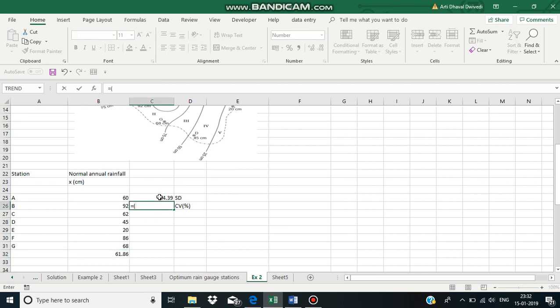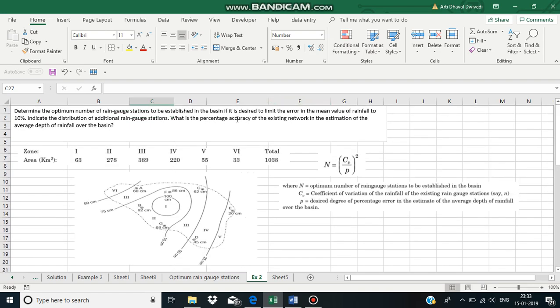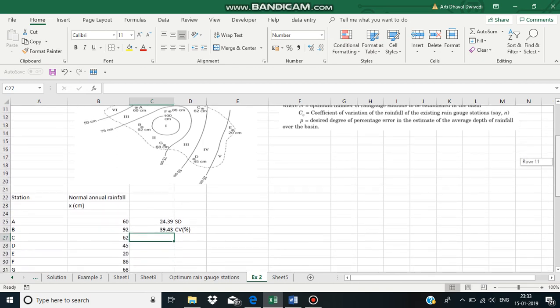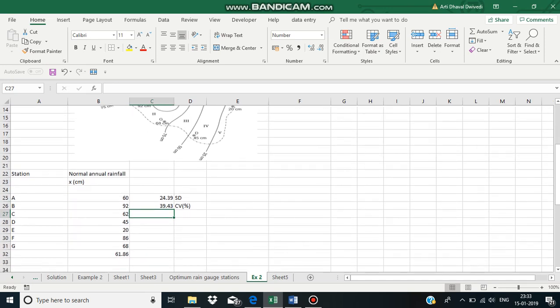This is equal to 24.39 divided by 61.86 multiplied by 100. So this is the coefficient of variation. Now 10% is the desired degree of percentage. It is desired to limit the error in the mean value to 10%. P, desired degree of percentage error in the estimate of average depth of rainfall. So we have P as 10.